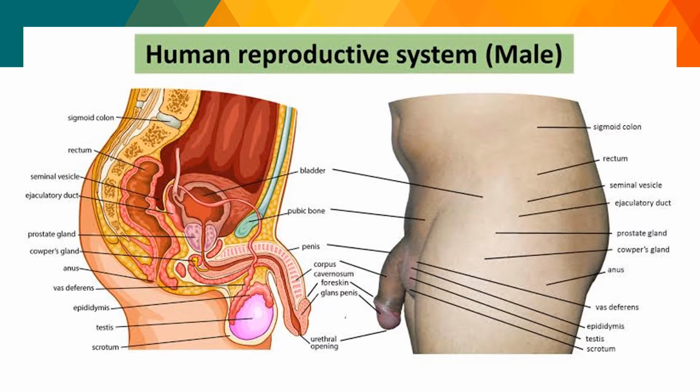In the image that you see here on your screen right now, this is a schematic diagram showing the different parts of the male reproductive system, and of course comparing it with a real human anatomy of the male reproductive system.